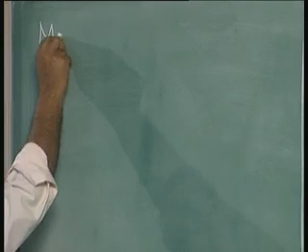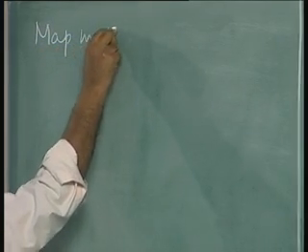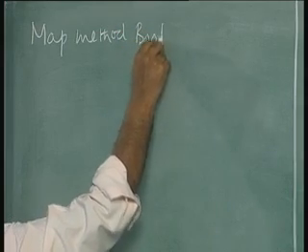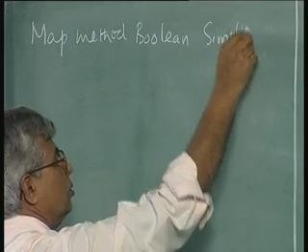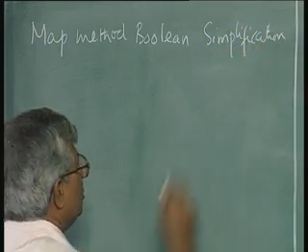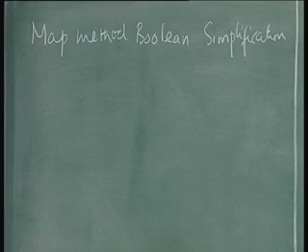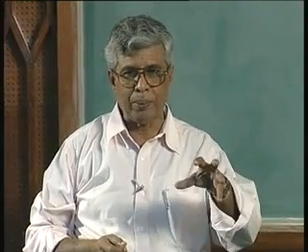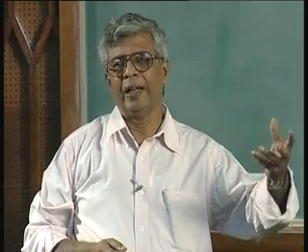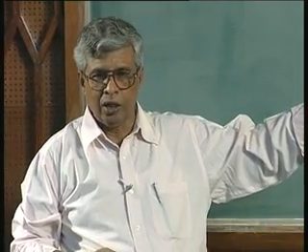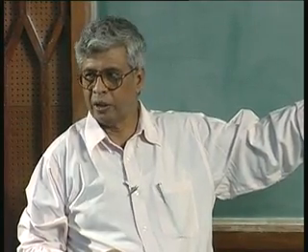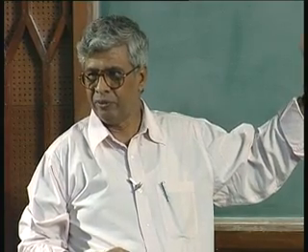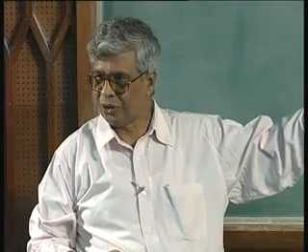Map method of Boolean simplification. You can also call it a graphical method, but usually it is called a map method. What we have to do is to map the truth table on a graph. Look at the truth table, there are ones and zeros on the output, and we want to combine all these ones together to give the minimum possible solution. Now we will map it on a graph and see whether there is a possibility of combining those. That is all we are going to do.